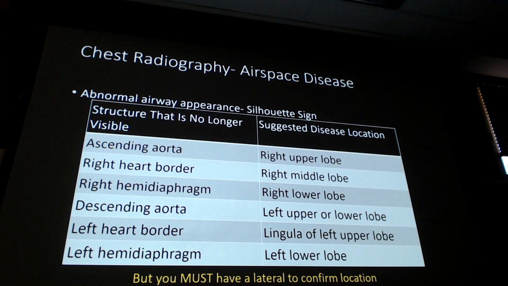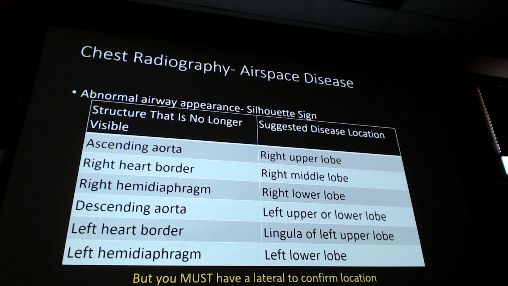Well, where is it? In the absence of a lateral, you can use the location of your silhouette sign to make a most likely educated guess as to where the abnormality is and what lobe. So the one we just looked at, the right hemidiaphragm, if I can't get a lateral, I'm going to say it's probably the right lower lobe, just based off of this chart and where that sits. Is it 100% accurate? No, it is not. You have to get a lateral to confirm the location. But in the absence of a lateral, when you can't get one, you still got to make your best medical guess, right? They call it practicing medicine for a reason.